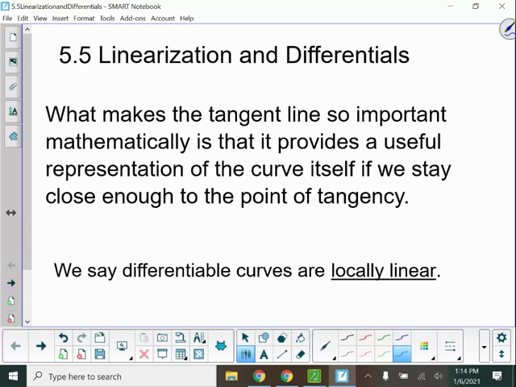useful representation of the curve itself if we stay close enough to the point of tangency. And this is where the idea of locally linear comes from. Whenever you zoom in on these continuous functions, no matter what it looks like when you're zoomed out at a normal window representation, when you zoom in, everything is going to look like a line. And that's the idea of being locally linear. So linearization is actually going to give you the equation of the line whenever we do zoom in at that point of tangency.